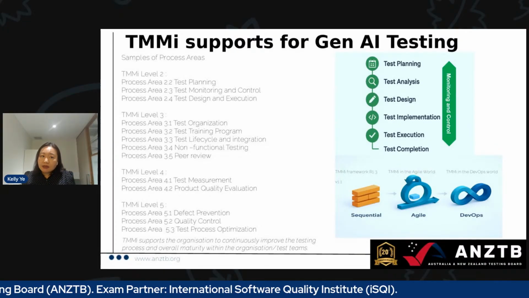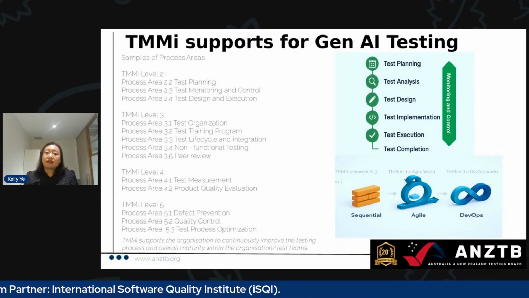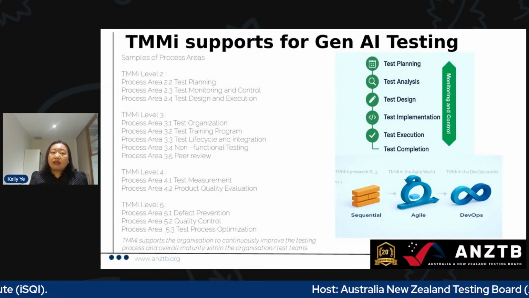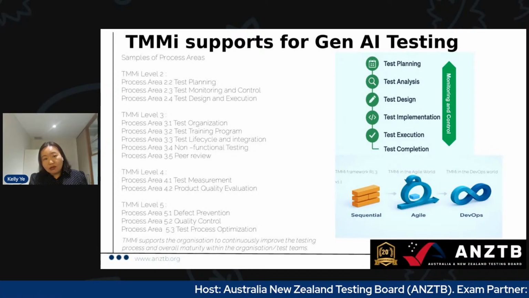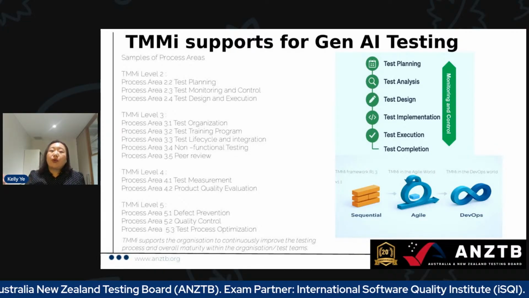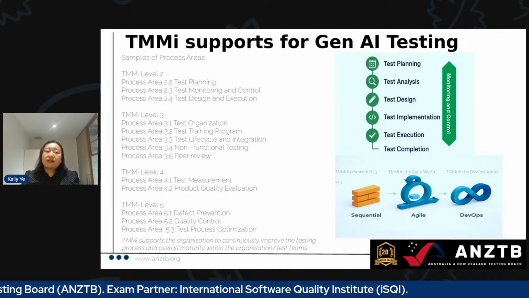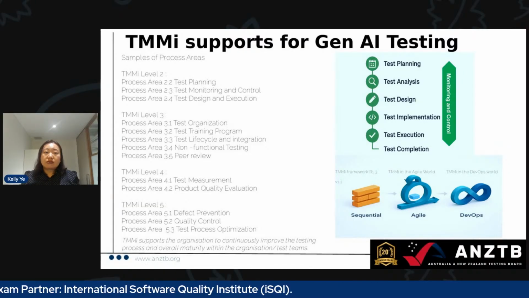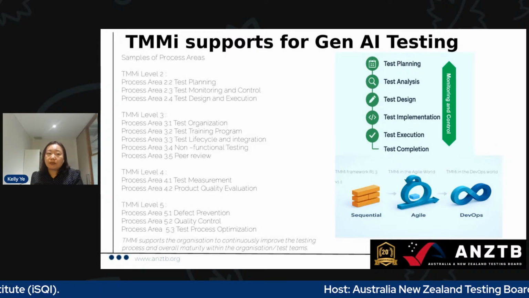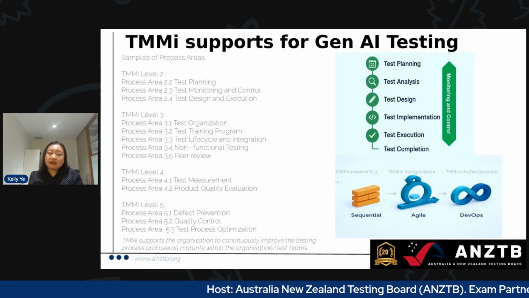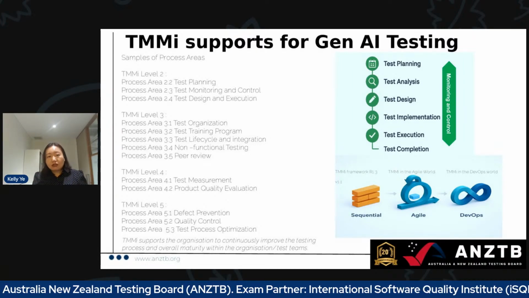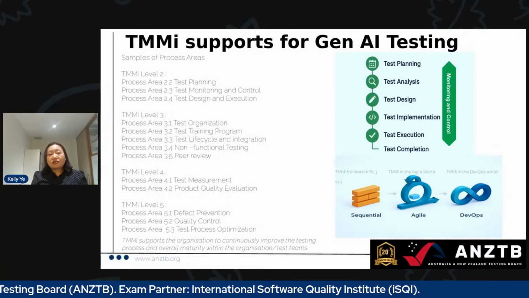TMMi assessment provides valuable insight into the maturity level of your project, your team, your product, even your organization. It helps you identify strengths, weaknesses and improvement areas, and ensures that the organization has the right level of structure and discipline to successfully adopt and scale Gen AI tools in testing. Ultimately, organizations with a high test maturity level are better positioned to leverage Gen AI efficiency.